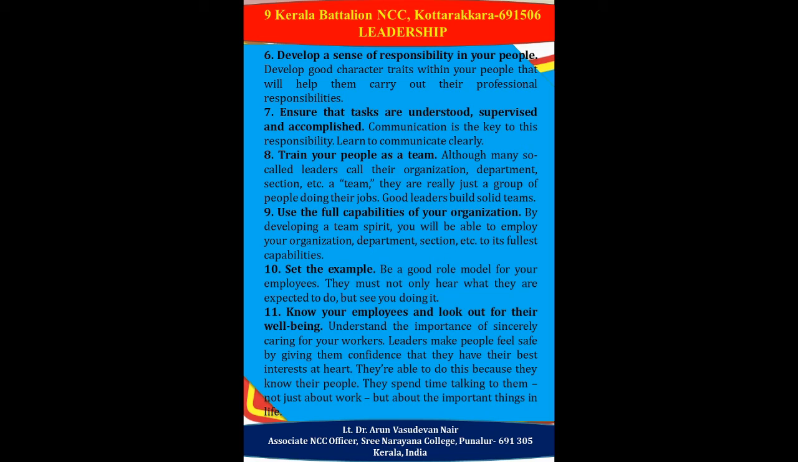Ninth one, use full capabilities of your organization. By developing a team spirit, you will be able to employ your organization, department or section, etc. to its fullest capabilities. 10th one, set an example. Be a good role model for your employees. They must not only hear what they are expected to do, but see you doing it.